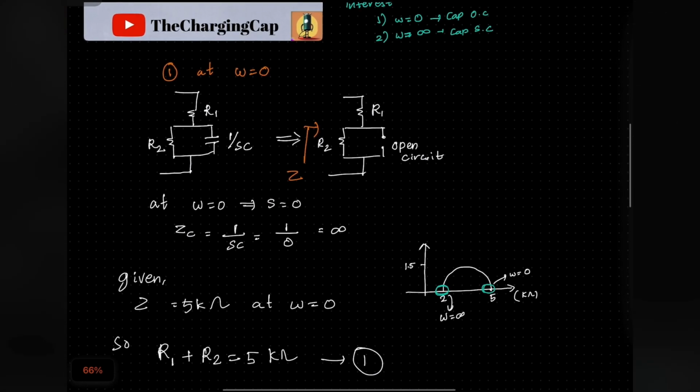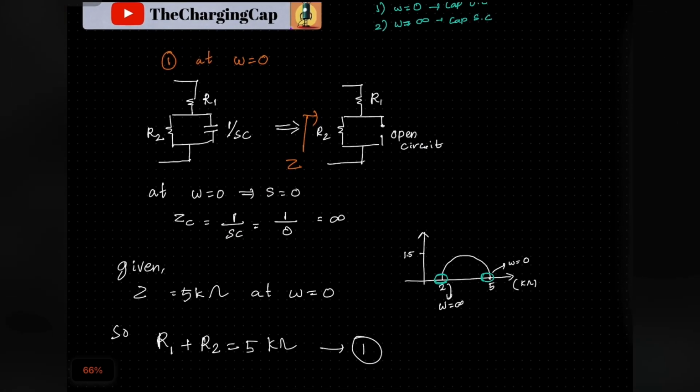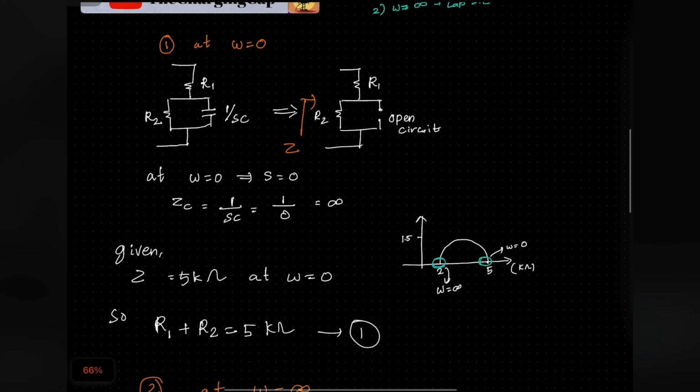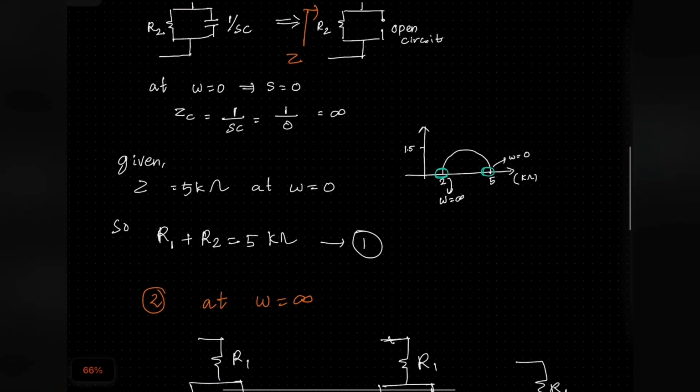At omega equals 0, as we can see here, the circuit reduces like this. As omega tends to 0, 1 by omega is infinity, so the capacitor will be open circuited. The equivalent circuit is shown here. When the capacitor is open circuited, the equivalent resistor Z seen is R1 plus R2, and it has been given that when omega equals 0, we can see from the graph that Z equals 5 kilo ohms. So our R1 plus R2 equals 5 kilo ohms.